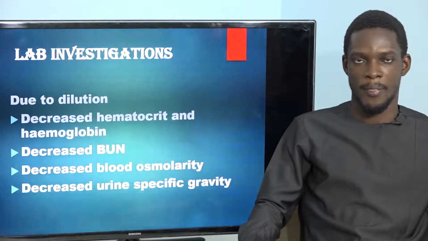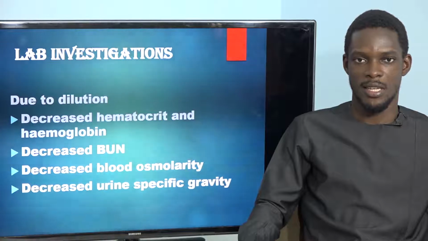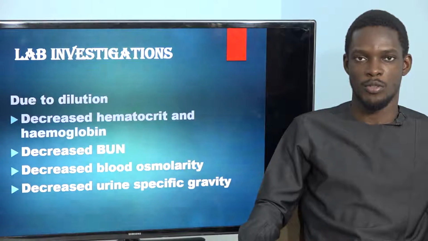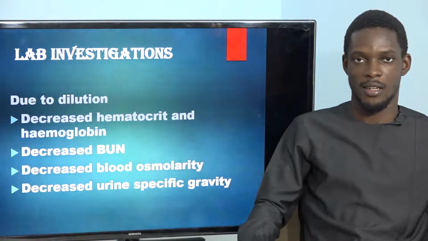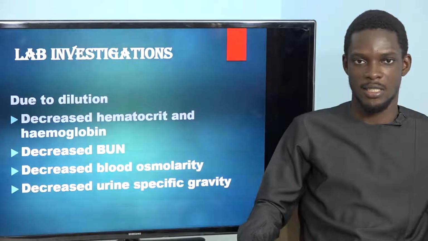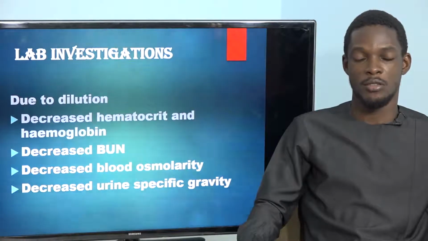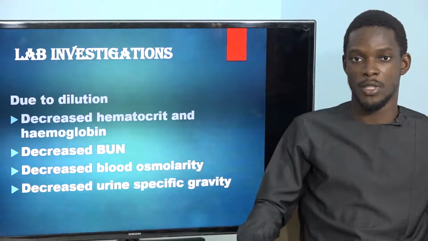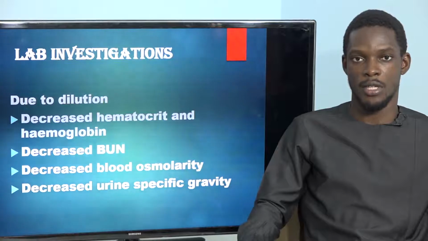And as we've said, hematocrit is 45% of the total blood. When you have more plasma, this hematocrit goes down to about 15 to even 10%. And that is why you begin to see decreased hematocrit levels as compared to normal whole blood. In lab investigations, you begin to see a decreased BUN, and due to dilution, you begin to see decreased blood concentration or decreased blood osmolarity, and you will begin to see decreased urine specific gravity. The urine will be very light, and the urine specific gravity will be very decreased, less than 1.080.